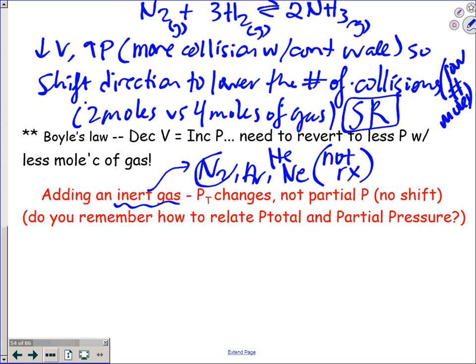And so what we'll say is it increases the total pressure because more stuff, more pressure, but it does not increase the partial pressures. And that's important because Kp is all based on what?